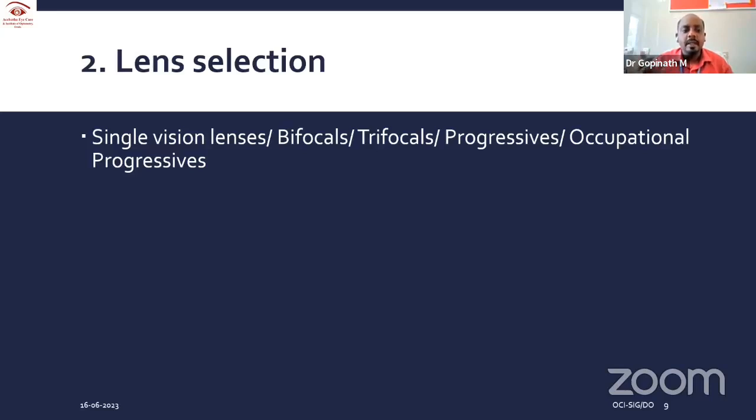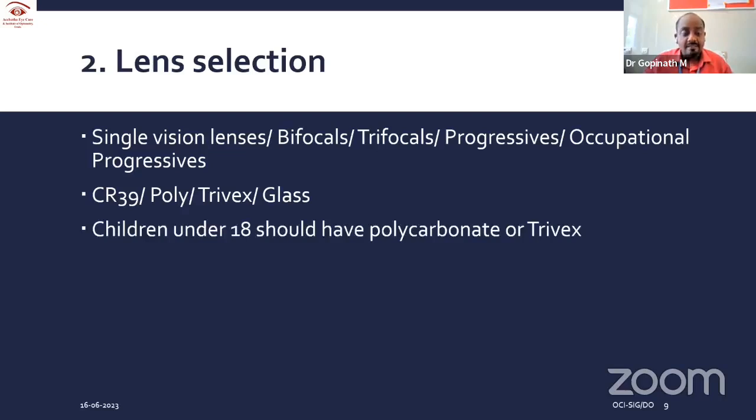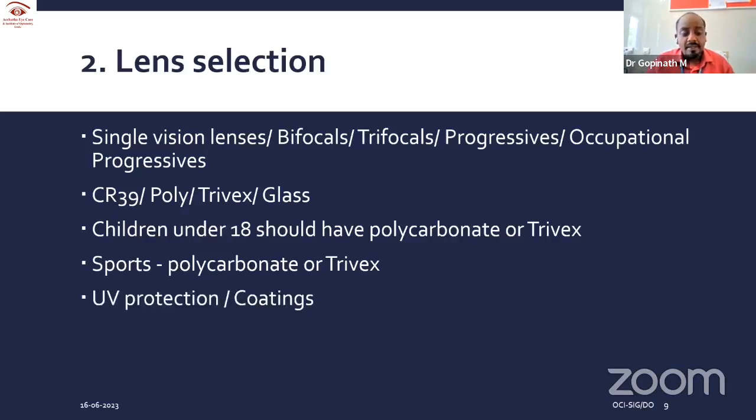Next comes the lens selection. Whether you choose single vision, bifocals, trifocals, progressives or occupational progressives, you decide as per the patient's requirement. Then decide on the lens material, whether it is CR-39, polycarbonate, Trivex or even glass lenses. Always make sure you prescribe a polycarbonate or Trivex material to a child under the age of 18, and prefer polycarbonate for a sports person also. These things are very important because choosing a proper lens also has an impact on visual performance. And you should always give the options of UV protection and coatings to the patient, especially if the patient is going to work on a computer for a longer time or be outside. So these things are very important.